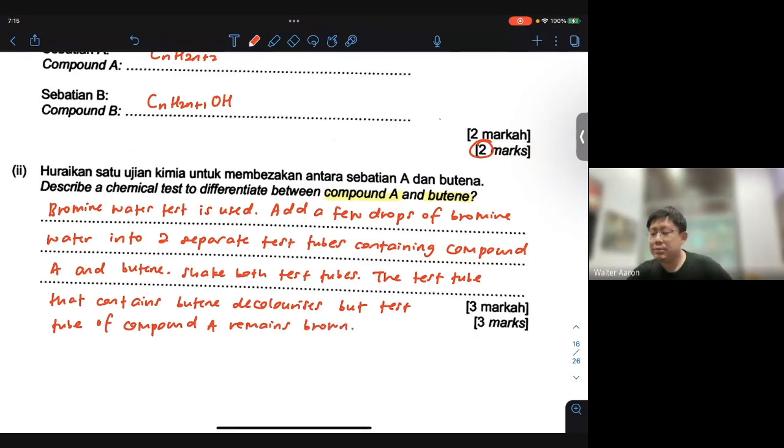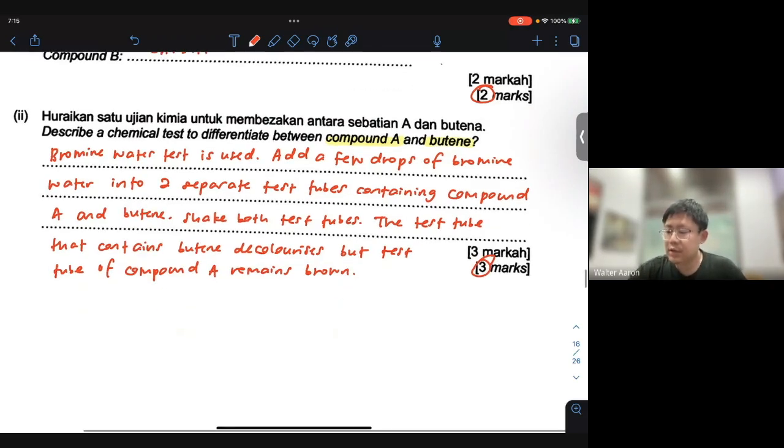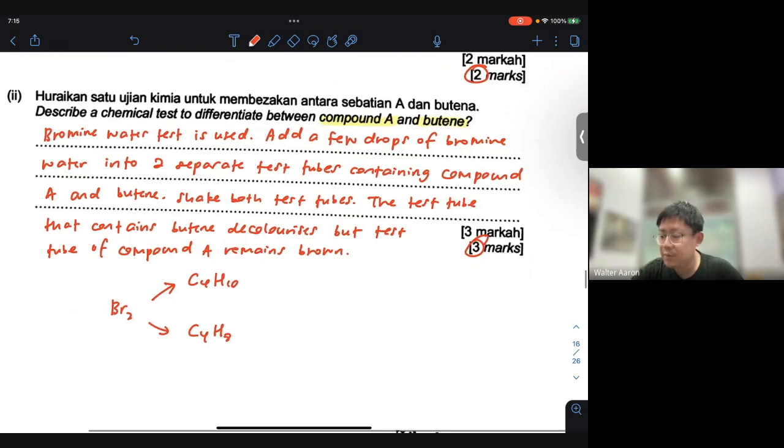Okay, now the mechanism of this is very simple. Because when you add bromine water, it is basically Br2. If you add it to both solutions, you can either add it into C4H10 or C4H8. In this case, bromine can only react with C4H8. It's because there's a carbon-carbon double bond between them.